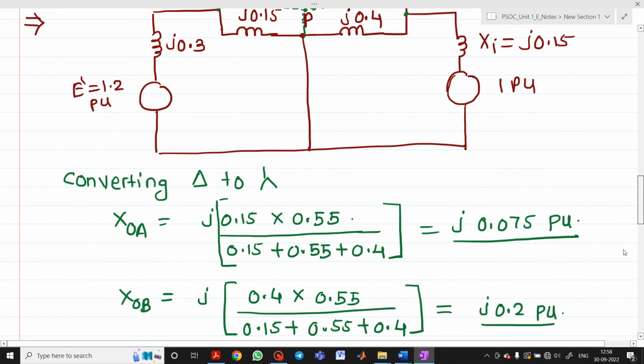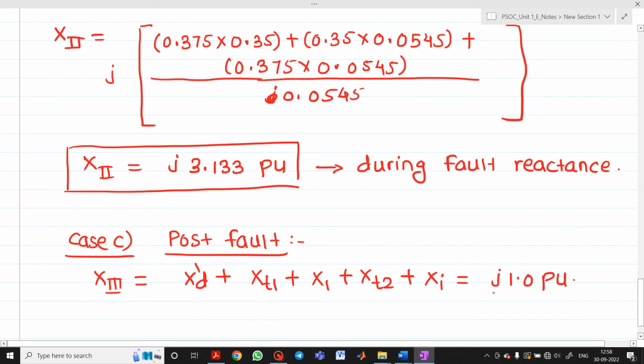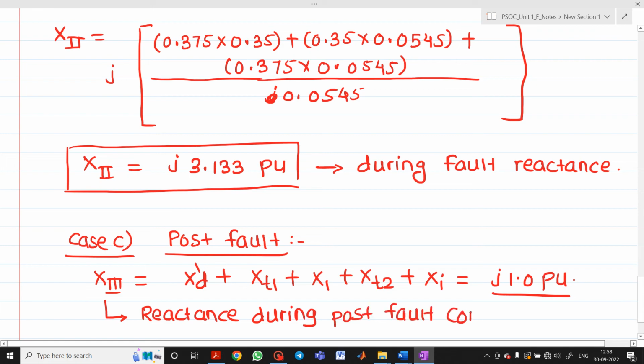So how can I write? Let me write the equation for x3. x3 will be equal to x'd plus xt1 plus x1 plus xt2 plus x2. You know the values of all these reactances, so if you put all the values here, you will get the answer as j1 per unit. So what is the meaning of this x3? This x3 is nothing but the reactance during post fault condition.